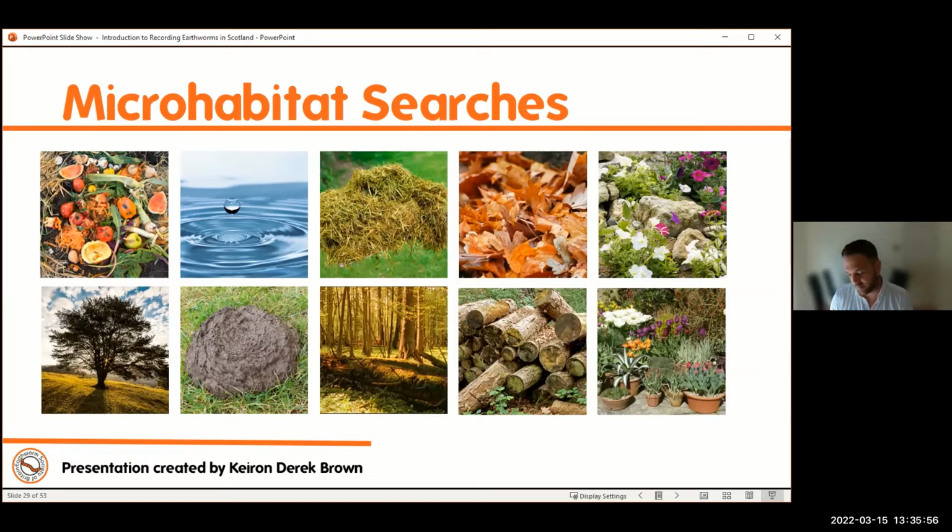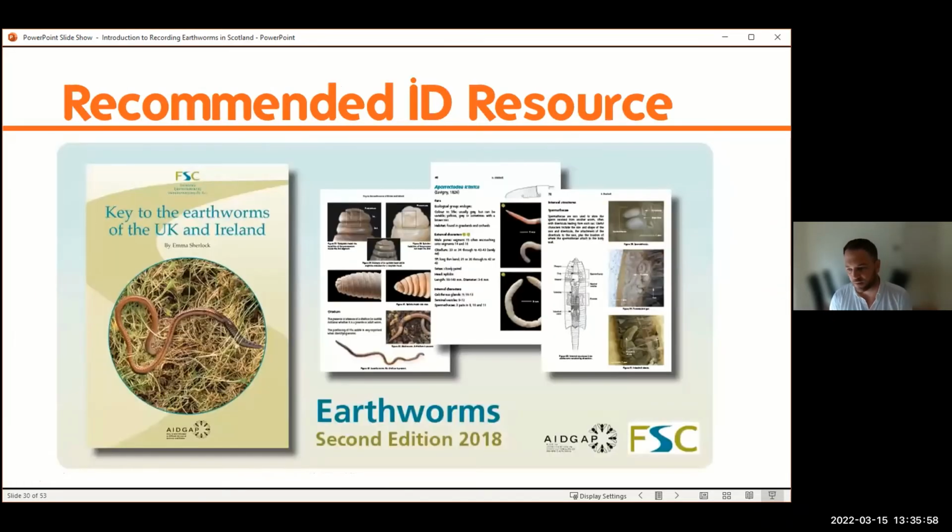There's many different microhabitats that you can search. So now we've got our earthworms, how do we ID them? Unfortunately, I'm not going to be able to teach you how to ID earthworms in this workshop, because it really does require a microscope. And although earthworms are not hugely difficult, it's good to have had some training before you do.